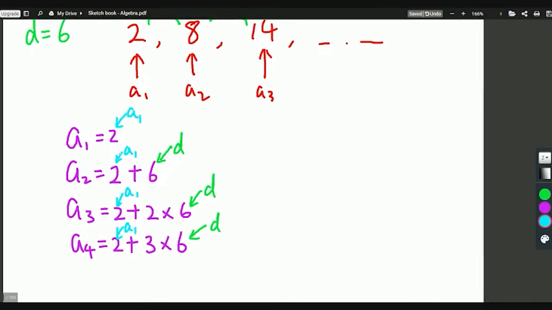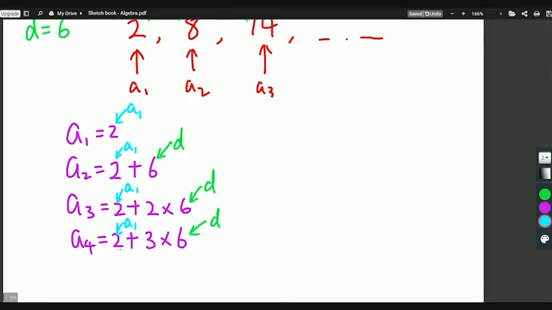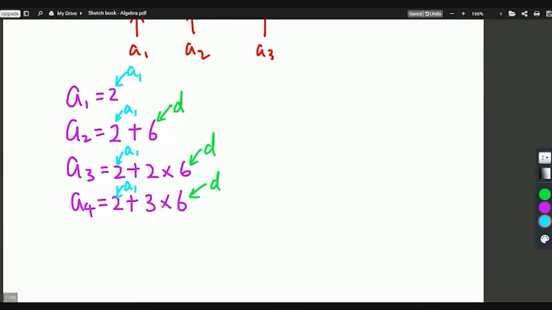So we are just adding the common difference to the first term. And what's changing is just how many times we are adding the common difference. So again, as we go ahead, A5 is going to be 2 plus 4 times 6. Again, this is our first term, and this is our difference.